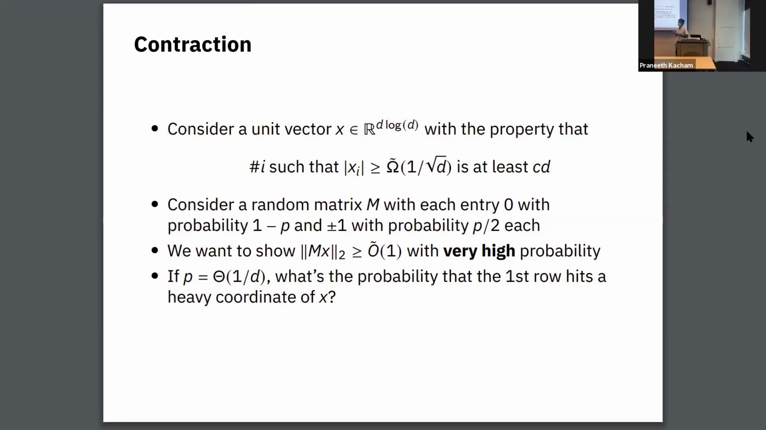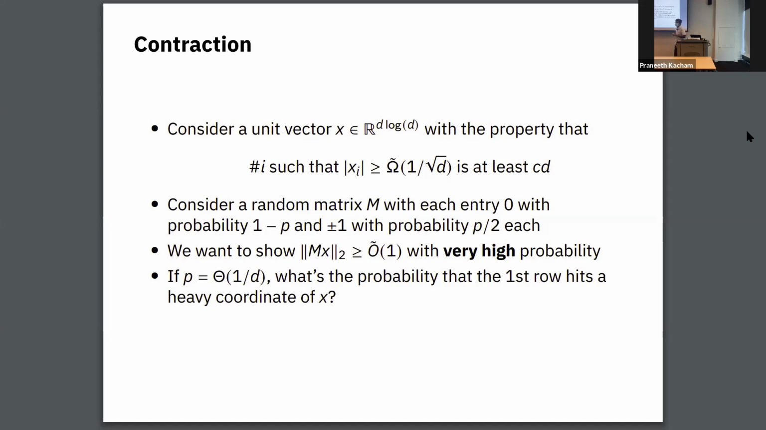With probability 1 minus p, you set the entry of the matrix to 0. With probability p by 2, you set it as +1, and with probability p by 2, you set it as -1, for very small probability p. So most of the entries of this matrix are zeros.